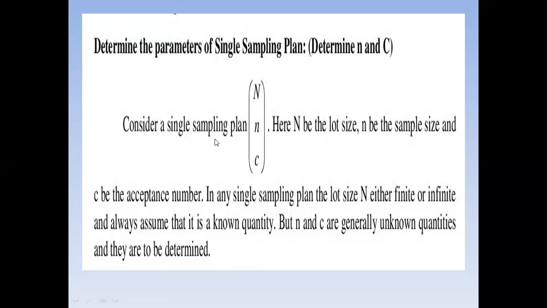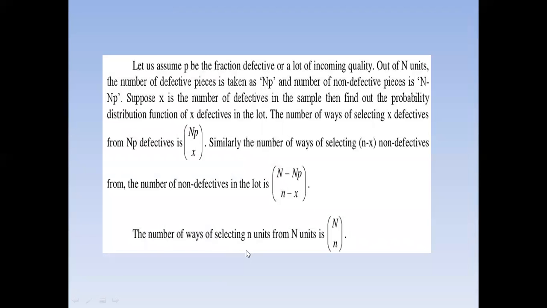So consider a single sampling plan N, n and C. Here capital N is the lot size, small n is the sample size, and C is the acceptance number. In any single sampling plan, the lot size capital N, either finite or infinite, is always assumed to be a known quantity. But n and C are generally unknown quantities, and they are to be determined.